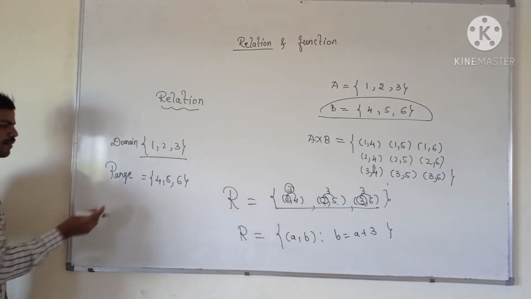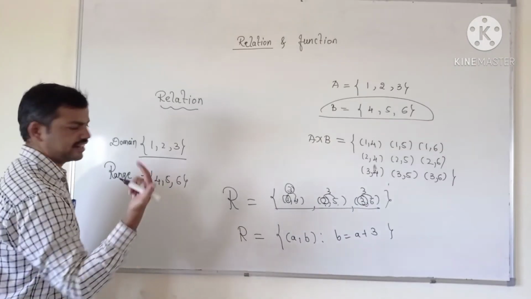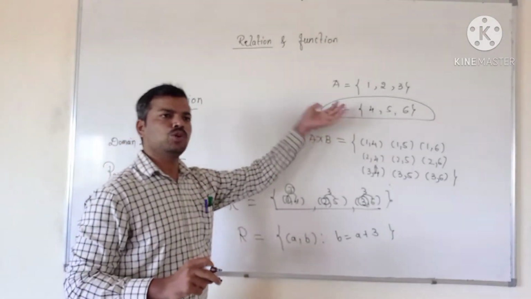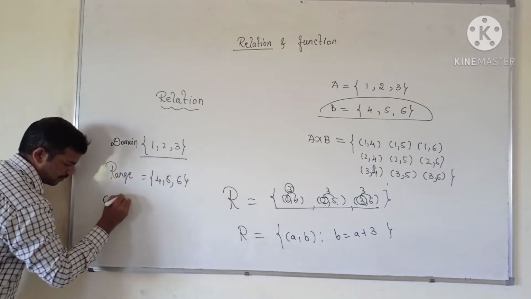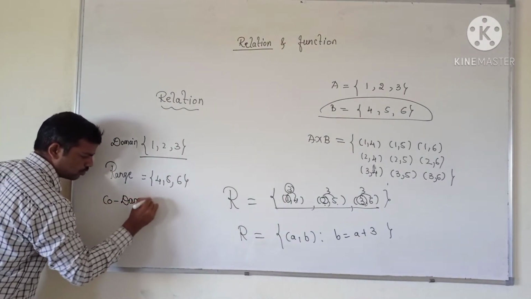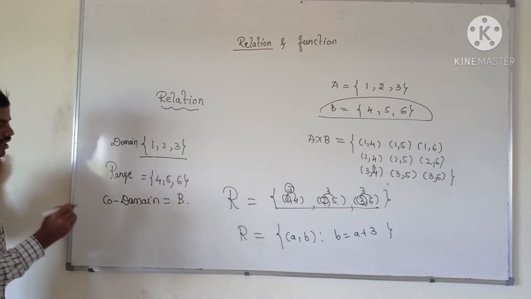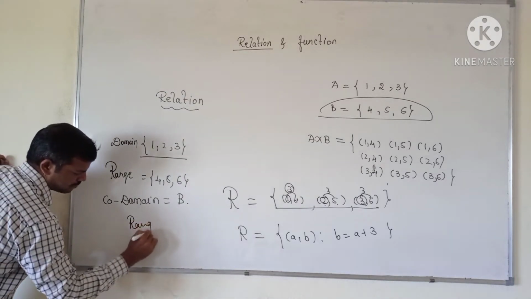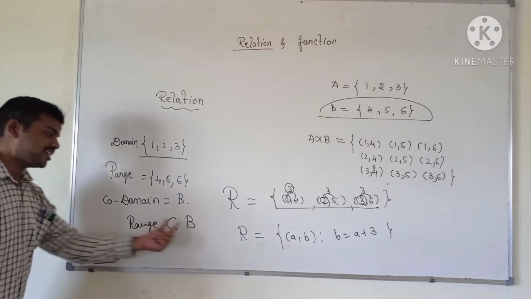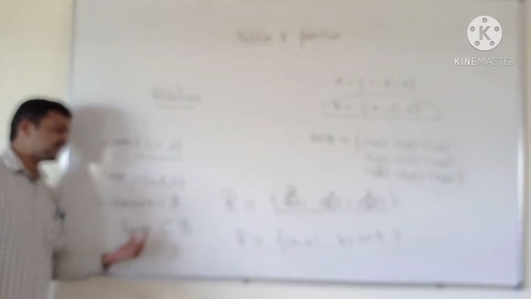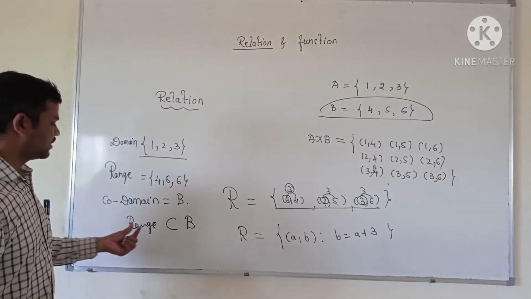The set B itself, sometimes we may get less than that, the codomain, or it's equal to the codomain. Range can be less than that, but it cannot be more. Codomain means the second set itself is the codomain. And here you have to clarify that range is always a subset of B. Subset means B itself or always a subset, but it does not exceed B. That is about the range.